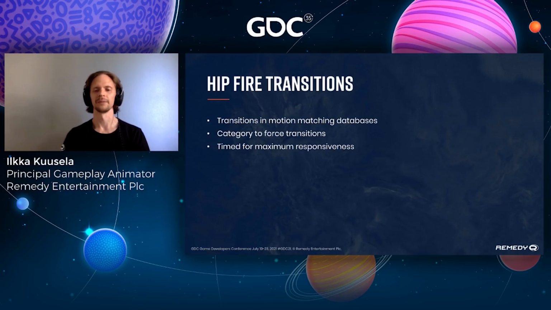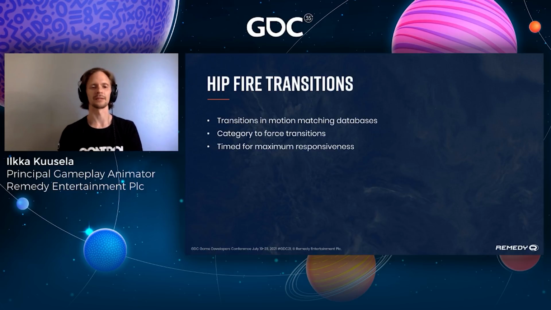When transitioning between normal locomotion and hip firing, we added the transitions to the motion databases. So every transition into some hip fire animation would go into the hip fire database, and transitions back to normal locomotion would go to the normal locomotion database. And to make sure every time we go into hip firing we play some transition, we use the category tags to force transitions. For coming back to normal locomotion, we didn't need to add them. Motion matching was picking the right transitions automatically.